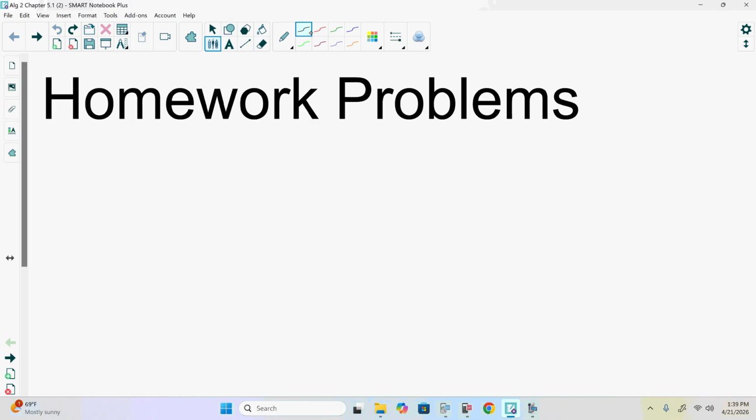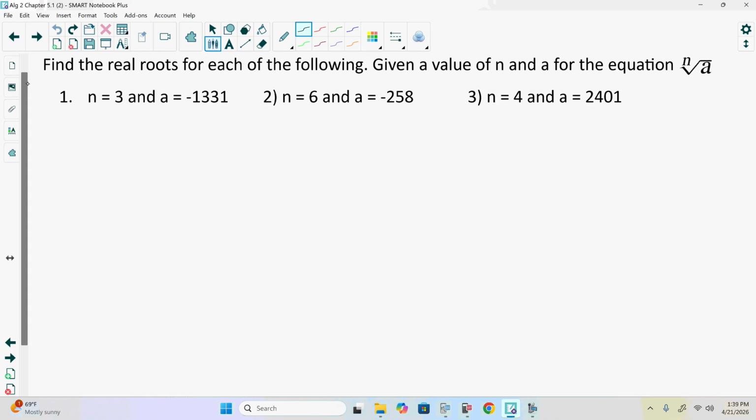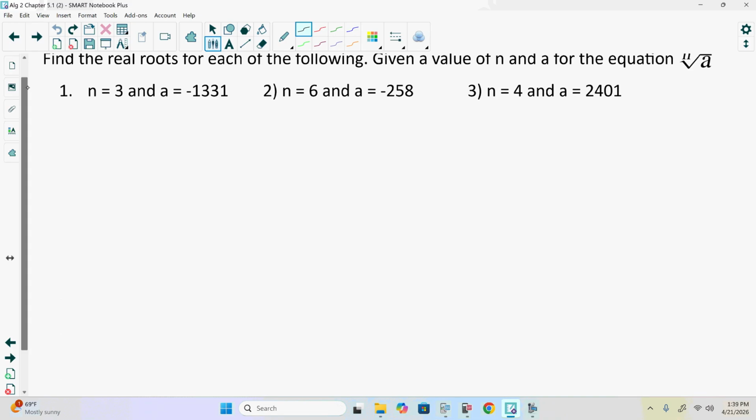So what we're doing today is kind of an extension of what we did yesterday. Now, these three here aren't on the note sheet, but we talked about these yesterday, finding the nth root of a, where they give us the value of n and they give us the value of a. So if we look at the first one, n is 3, a is negative 1,331. So really just trying to find the third root of negative 1,331.